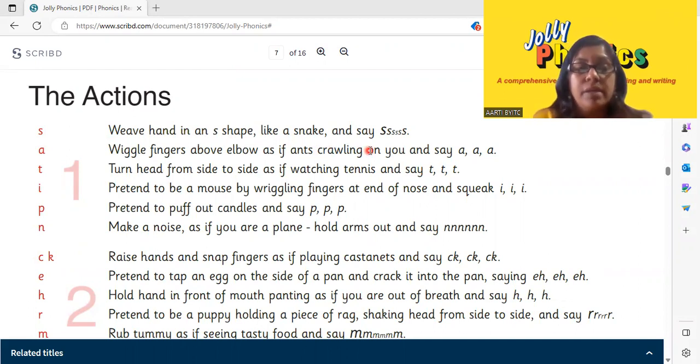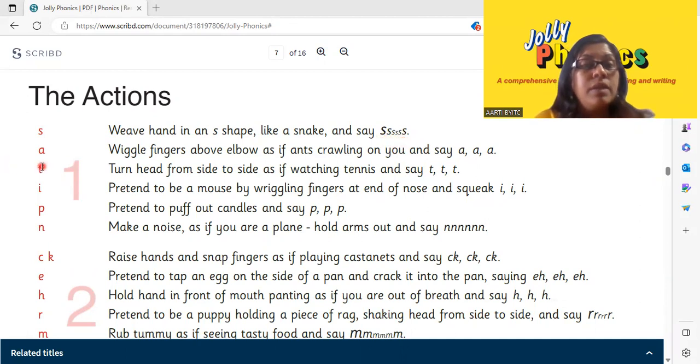So the idea is this letter S. If I say letter S, then we have to weave the hand in an S shape like a snake, and we have to say sss. That is the sound of letter S.